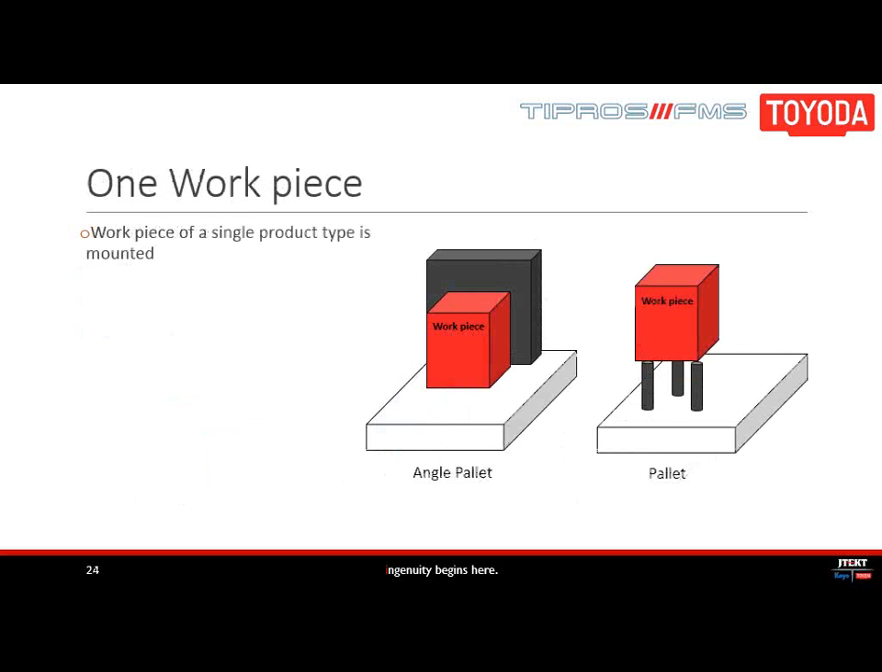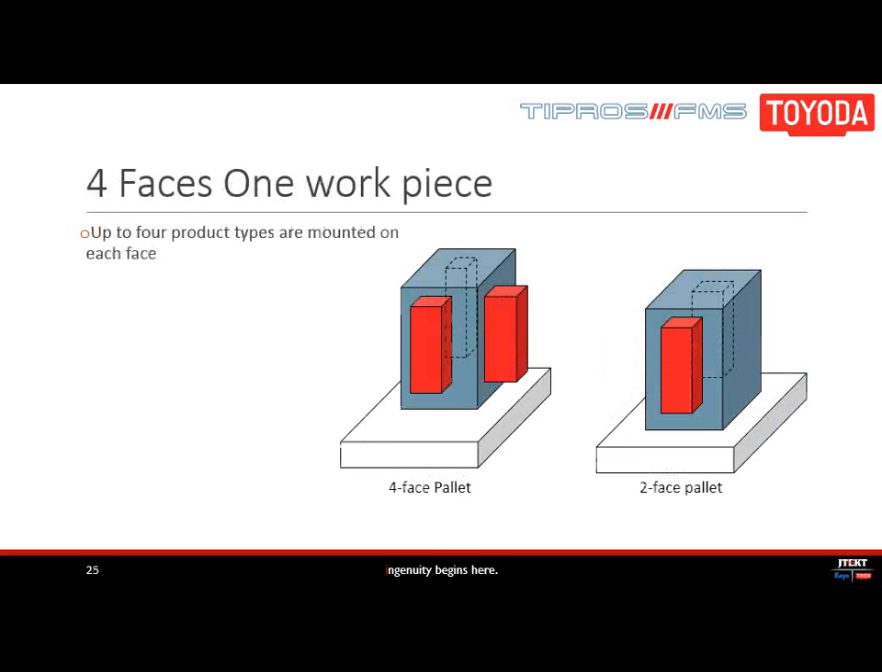Okay, so our first is the type 1 single workpiece. Very simple, only one part is on the pallet at a given time, and it can be anywhere on the pallet. Type 3 is called 4-face with one workpiece. It allows for 4 different parts to be mounted on the pallet, with each occupying a different work area.